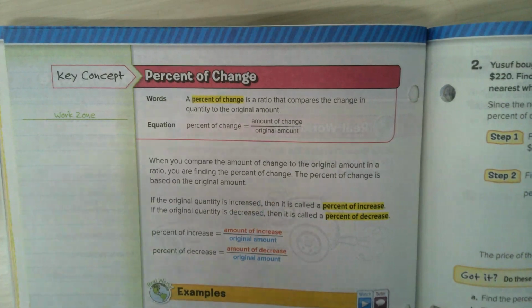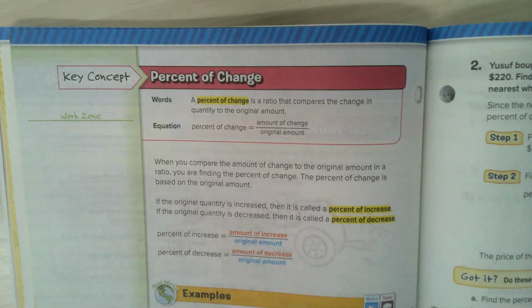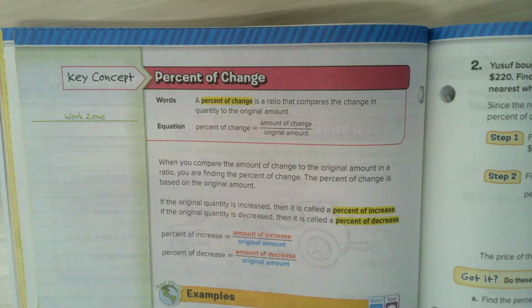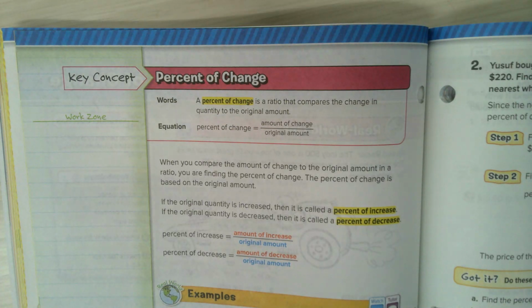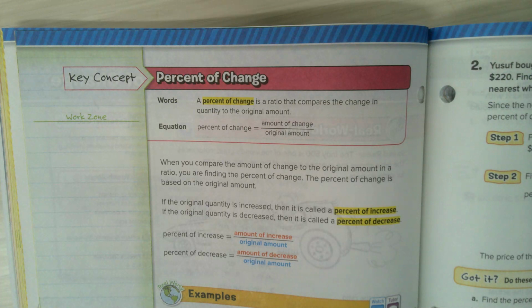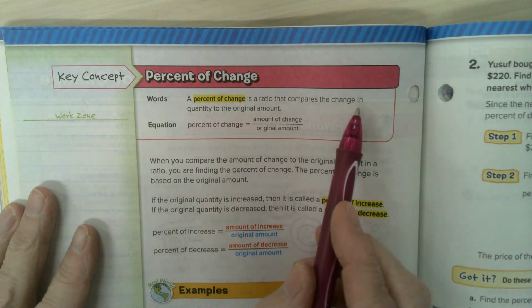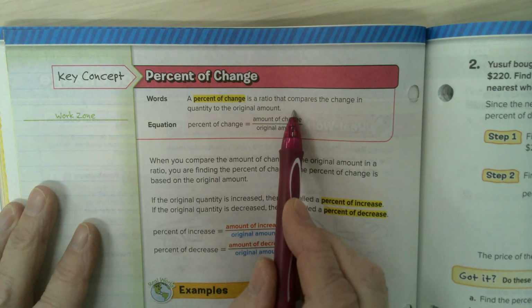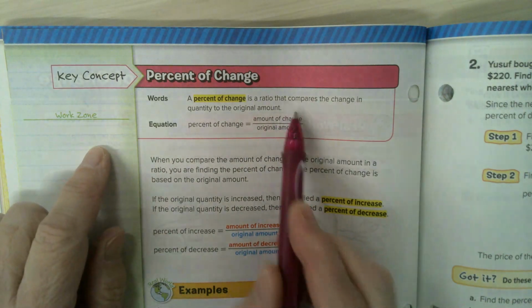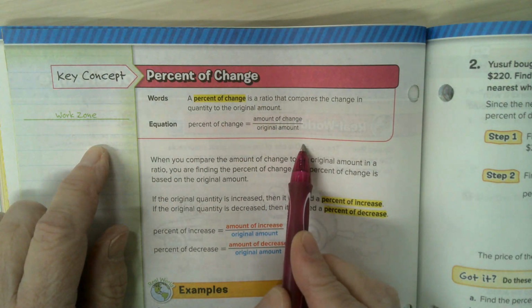All right. In this problem here, a percent of change. The percent of change is a ratio that compares the change in quantity to the original amount. So it's really easy to remember this formula. Amount of change over the original amount.